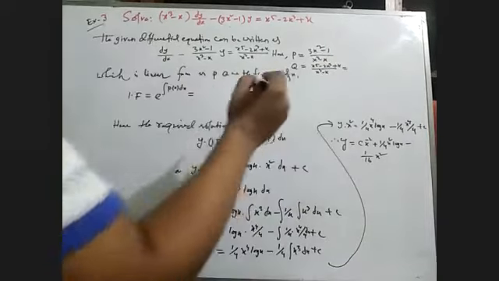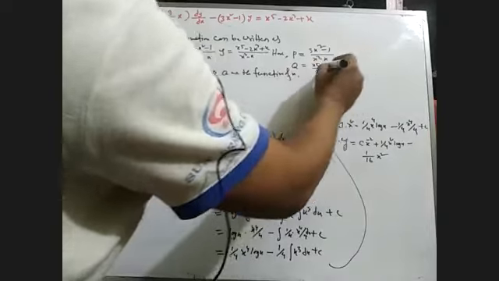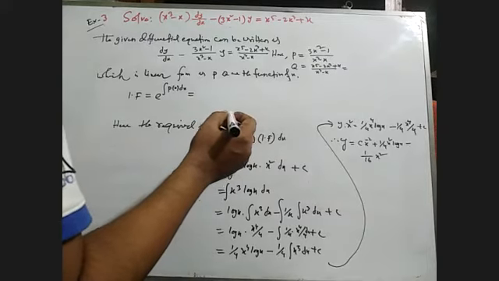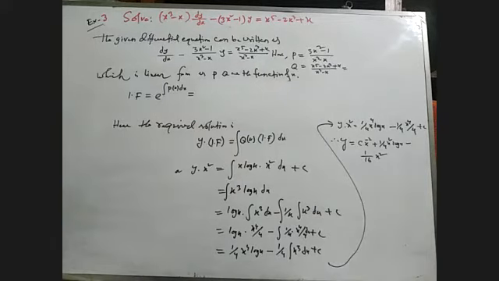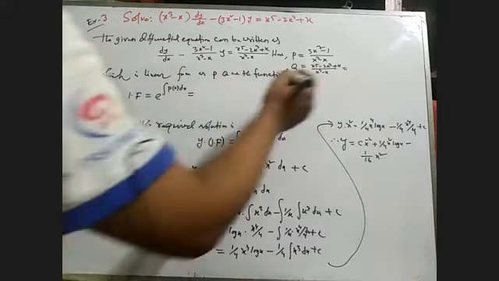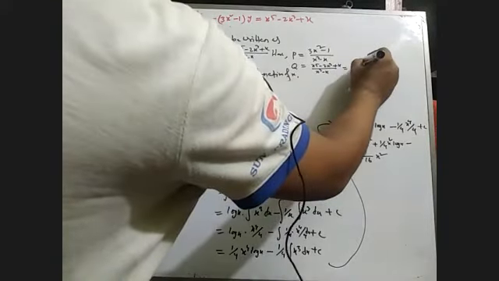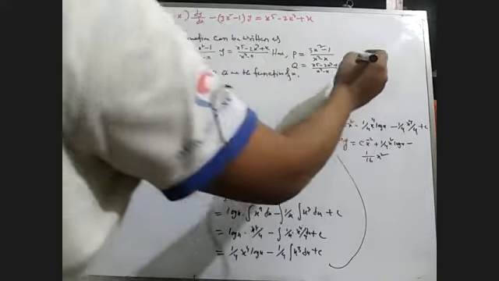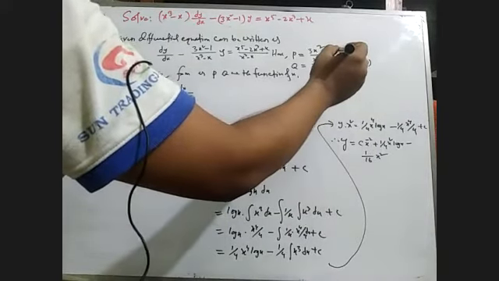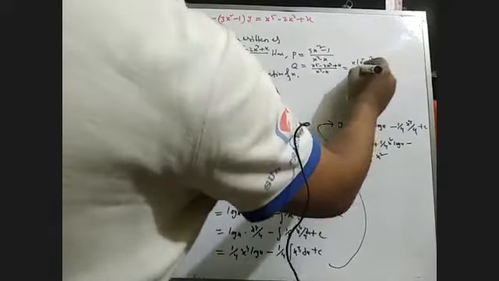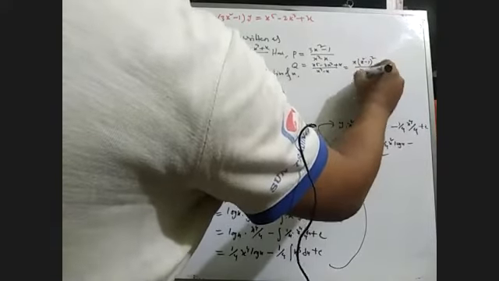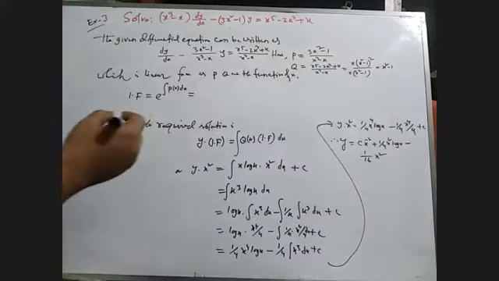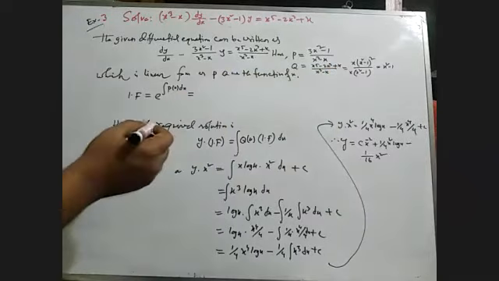But this can be simplified. How? Just taking x common, we get x times (x square minus 1) whole square, divided by x cube minus x, which is x times (x square minus 1). So x will be cancelled and only a single x square minus 1 will exist. So q can be written as x square minus 1, and p equals this.